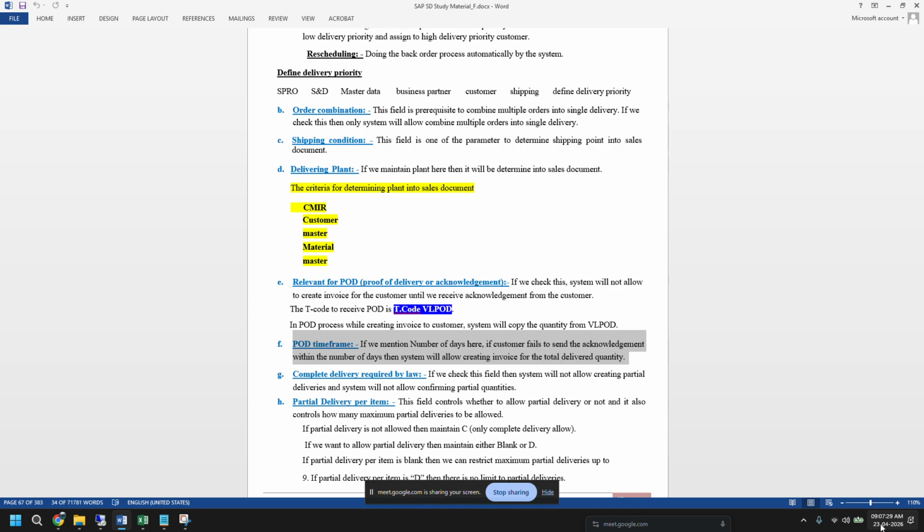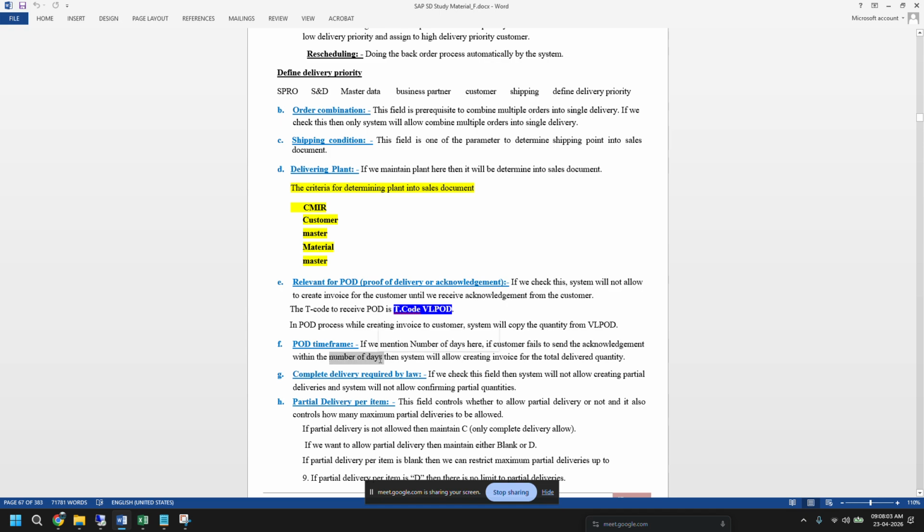Now what will happen within this 10-day period: you cannot create the billing unless you do this VLPOD, meaning the proof of delivery transaction. You cannot create it. But once this time frame has passed, let's say on the 4th of May, the 10 days are over. At that time the system will not check this POD relevance. You can go to billing and the system can create the billing directly. The system will not wait now because the 10-day time period is over. Clear?